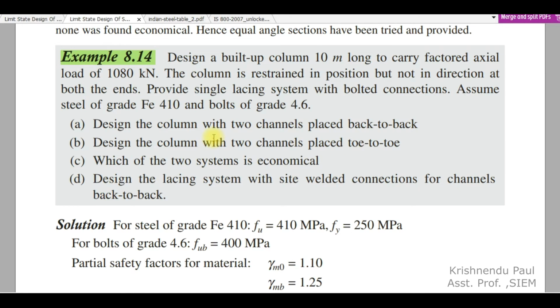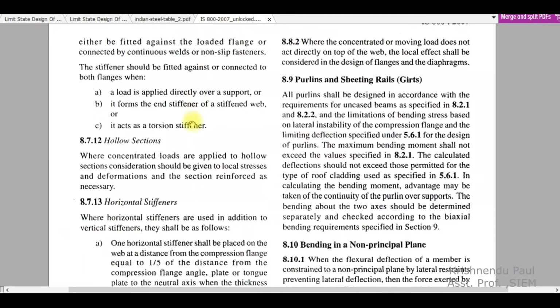Now the effective length should be found, because depending on the effective length you have to find the slenderness ratio. So effective length is dependent on the end condition. In the second line of the question, the column is restrained in position but not in direction. That means translation is restrained but it can rotate. So the ideal support or end is the hinge. So for both ends hinged, you can find the effective length factor from IS 800.